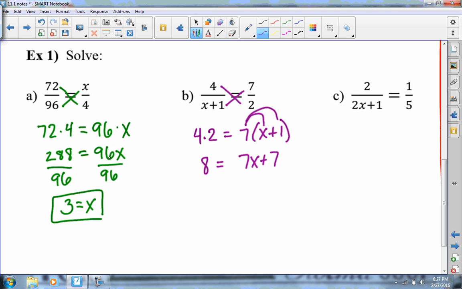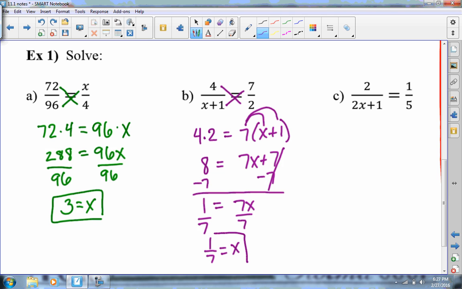Over here, I just had to divide by 96. This time, though, I have to subtract the 7. And I'll have 1 equals 7x, because the 7 and the minus 7 will cancel. And now I'll have to divide by the 7. And I will get 1/7 for my answer. And sometimes students see a fraction for an answer and they think, oh no, I did it wrong. No, you didn't. It's okay to get fractions. Just make sure that you reduce them all the way.